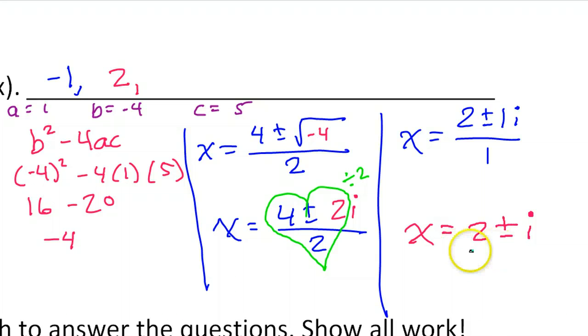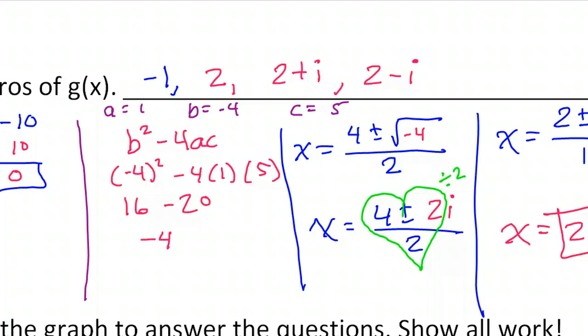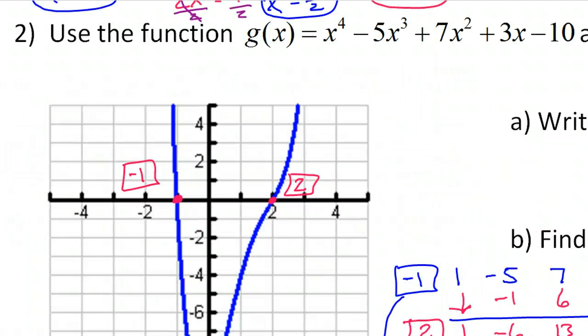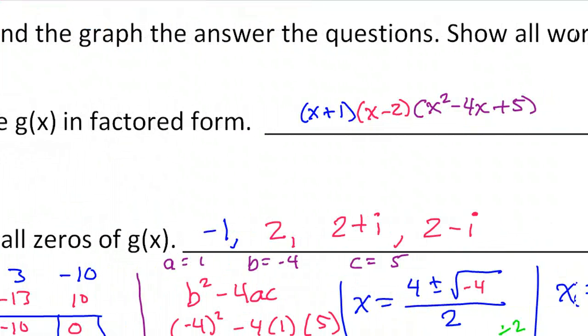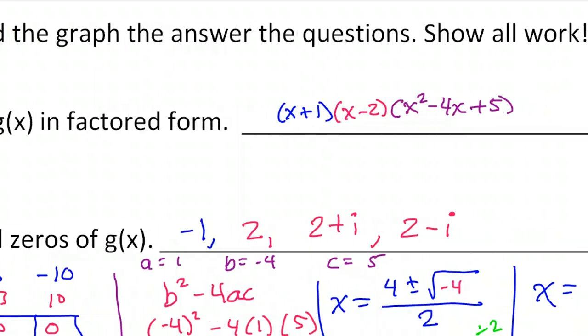So these are our final two zeros: 2 plus i and 2 minus i. These are the 4 zeros that we were looking for. You can feel free to leave it as 2 plus or minus i like this instead of writing it separately. It makes no difference to me. Well, that is it for problem number 2. Those were the answers to A and B.